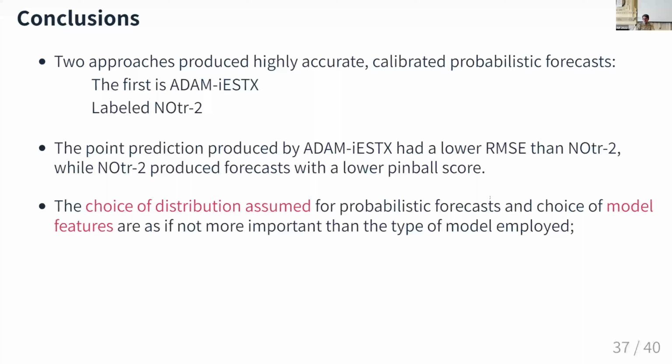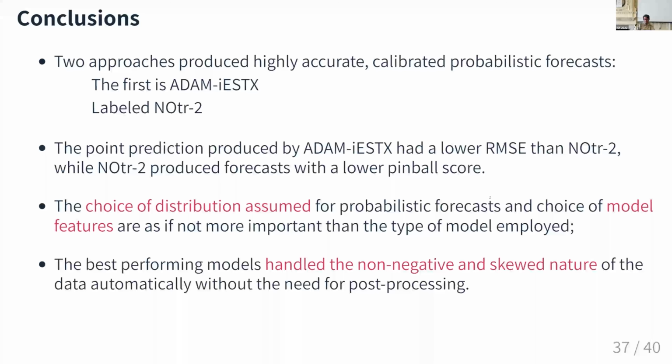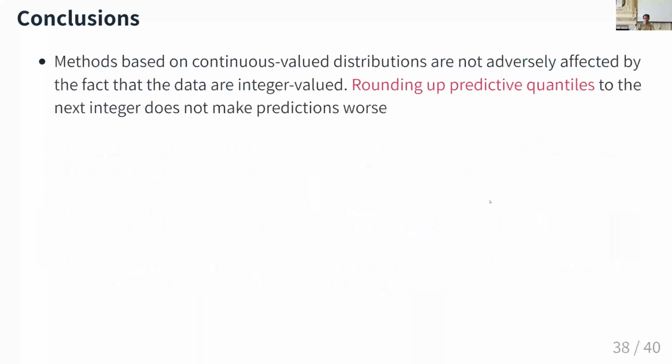Another important thing that we found out is that the choice of distribution assumed for the probabilistic forecast and the choice of model features, like what you include as predictors, is really important. And another thing is that the best performing model handled the non-negative and skewed nature. Why is this important? Because we had some zero values in our time series, and if you use classical models, you normally get negative values. So you have to do some transformation and pre and post processing. Here we didn't need to do that.